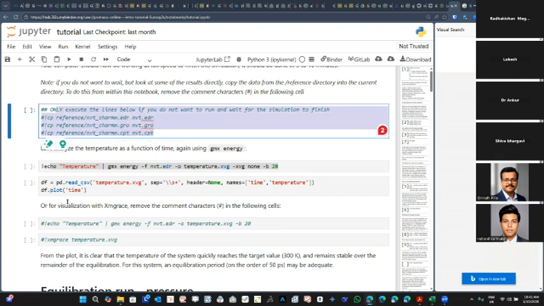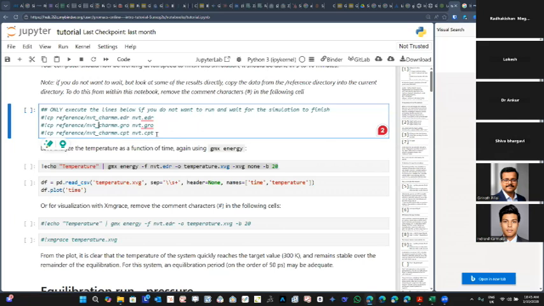No, not now. Only execute the lines below if you do not want to run and wait for the simulation to finish. The reason is they have already run these files and you have those files there already, right? So if you do not want to run the simulation, then you can use these files and proceed. But I want you to run the simulation first. Feel it, how much time it takes. Don't do the shortcut.